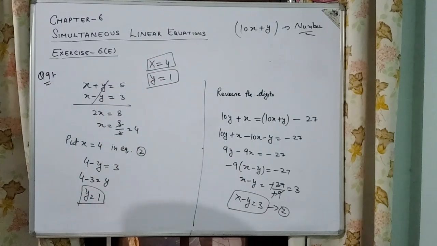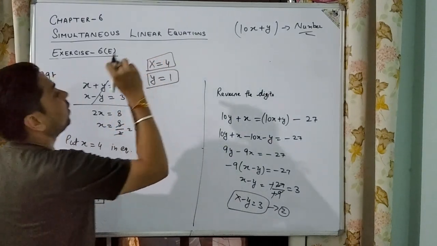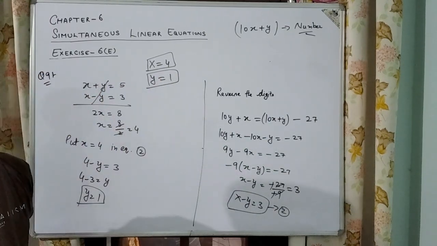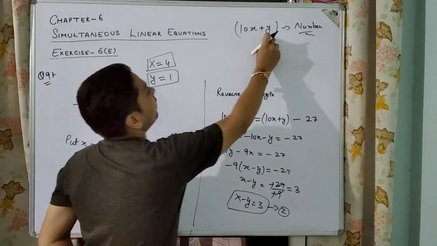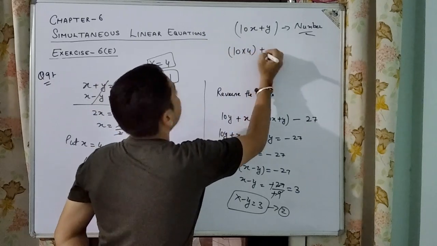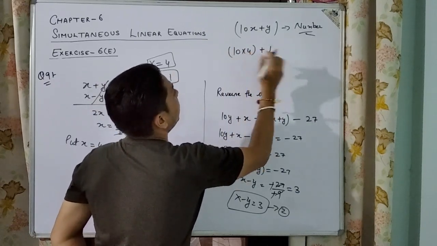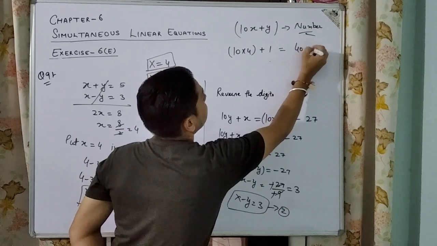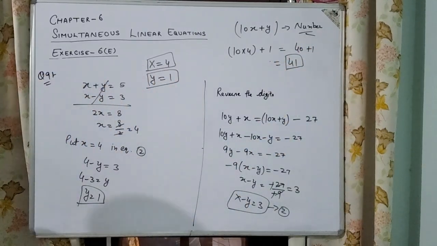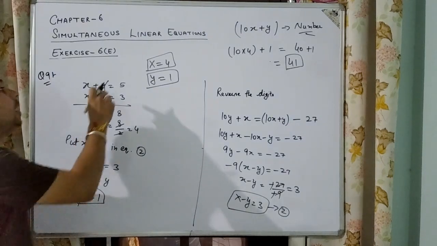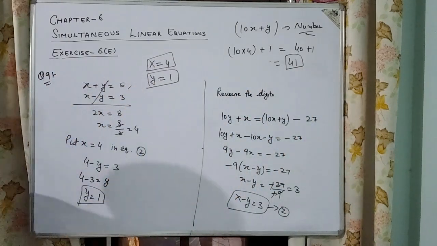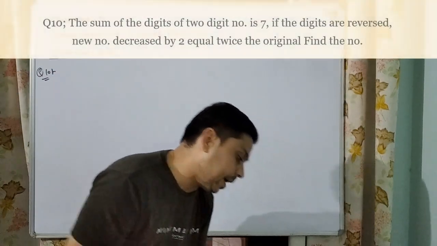What is x and y here? x is the position of your digit at the tens place, and y is the position of your digit at the unit place. So substitute the value here. You will get 10 multiplied by 4 plus 1. So 10 multiplied by 4 is 40, plus 1, that is equal to 41. So the required number is 41 here. The first condition was the sum of the digits of the number: 4 plus 1 is equal to 5, which is correct here.